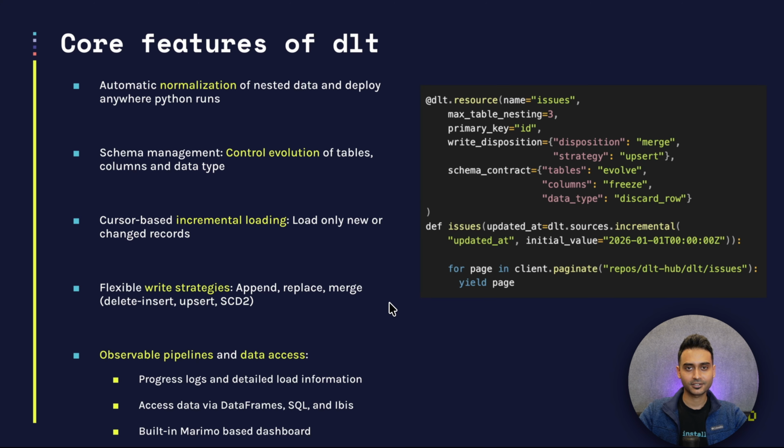Some of the core features of DLT include normalization, schema management, incremental loading, and flexible write strategies, which you can configure at resource level or at source level. And lastly, it has an inbuilt dashboard which gives you access to your data, schema, load information, among other things.